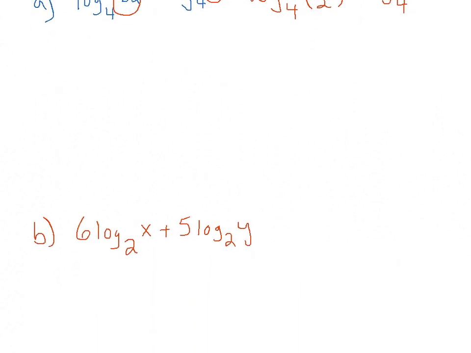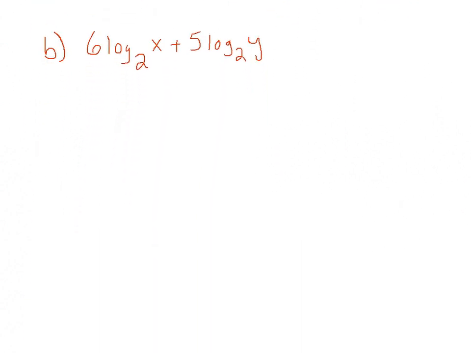Okay? So the next one, letter B. We have still the same thing. There's two separate terms with logarithms, and we want to simplify it down to 1. So let's look at this one. We have 6 times the log base 2 of x plus 5 times the log base 2 of y. We want to do something with these coefficients first.